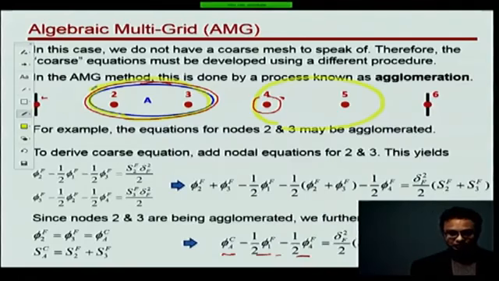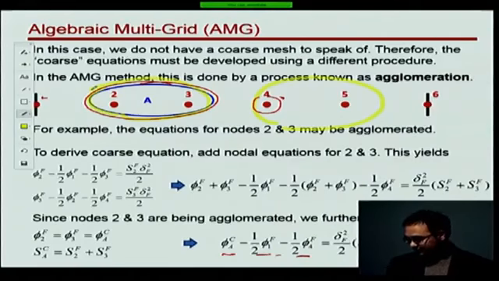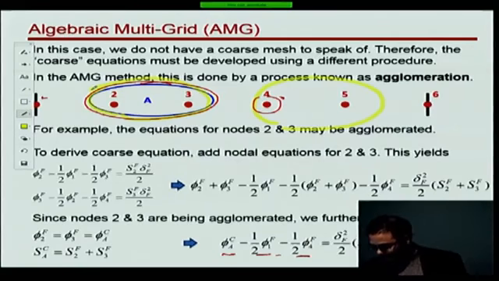In addition to this, I can say that if I don't agglomerate any further, then my phi 1f is the same as phi 1c, and my phi 4f is the same as phi 4c. So now I have a coarse mesh equation essentially.